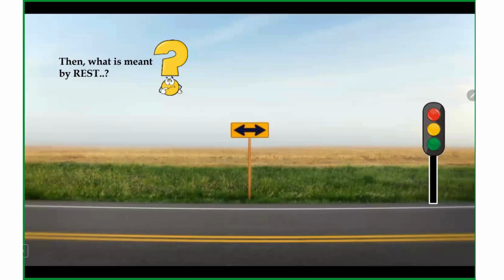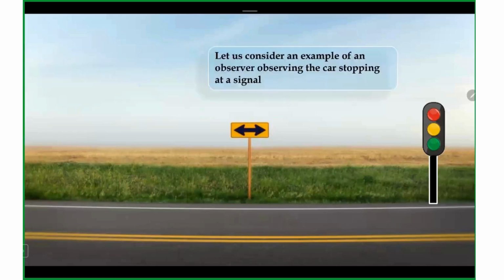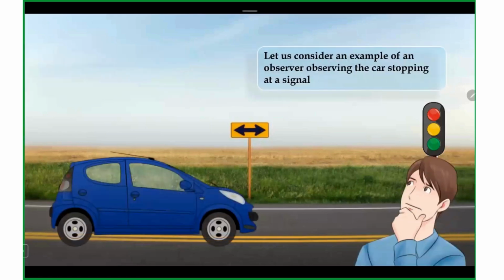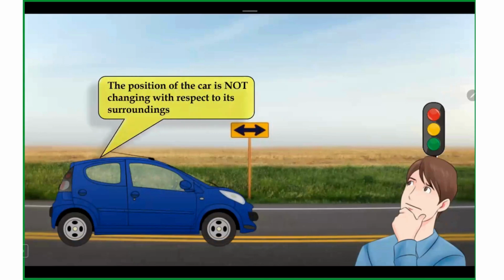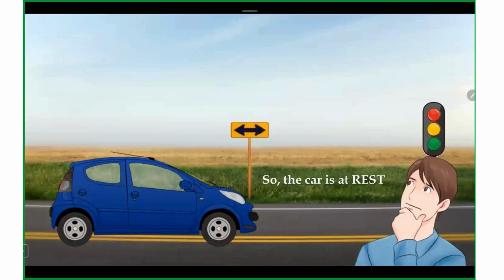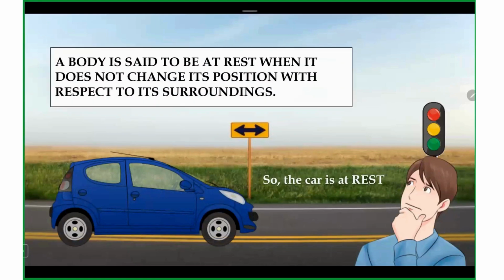For you, I am at rest. Maybe for some alien, I am rotating and revolving around the Earth. Now, body at rest. What does a body at rest mean? When the body does not change its position with respect to its surroundings. For example, this car is halted, so this car is at rest. It is not changing its position with respect to the immediate surroundings, right?